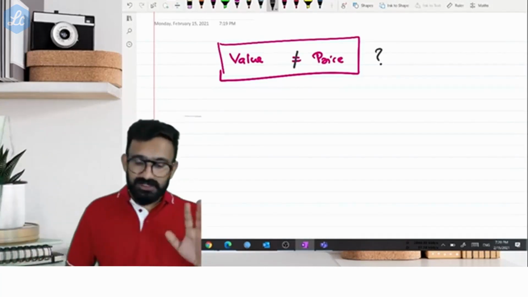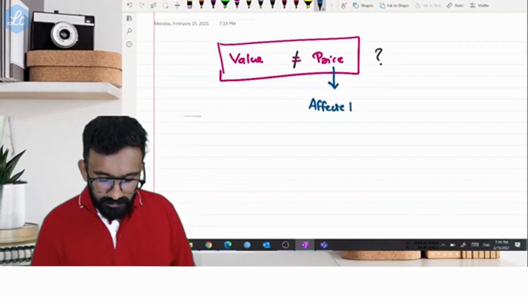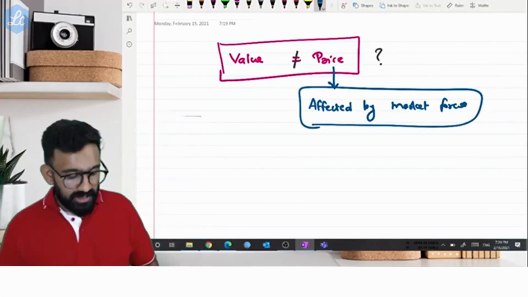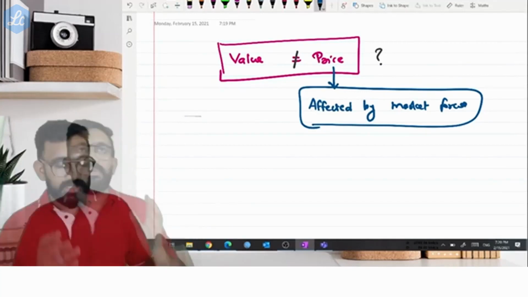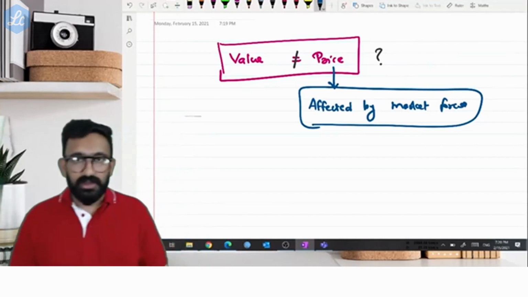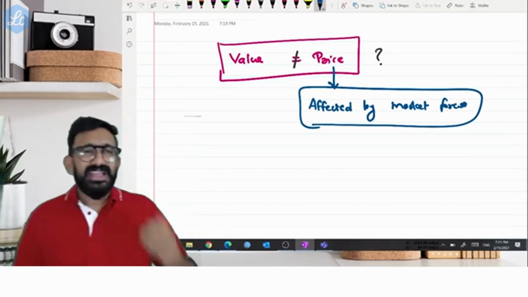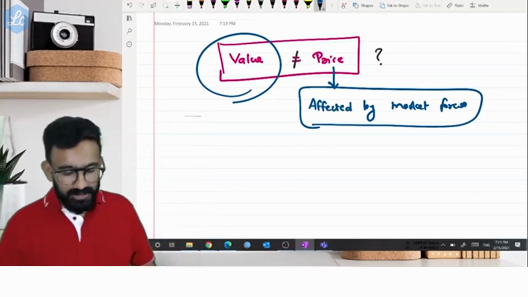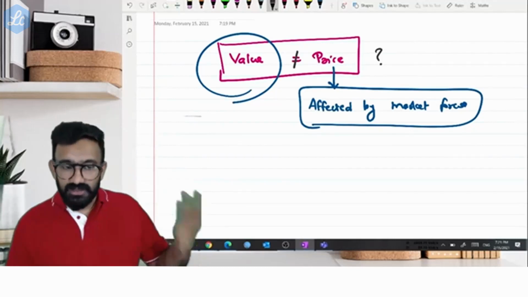Value is not the same as price. This is affected by market forces, which means my demand and supply can have huge impact on what is there in the market today. So the point at which Reliance is being traded can be completely because a lot of people really wanted to purchase Reliance. That does not really denote the real value of Reliance shares. Say 2000 rupees per share is the market price of these Reliance shares.